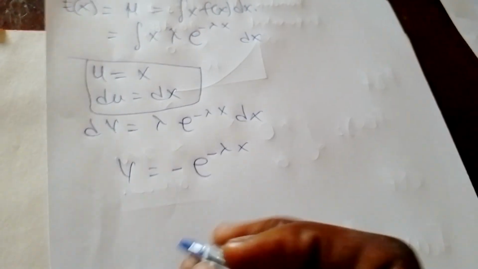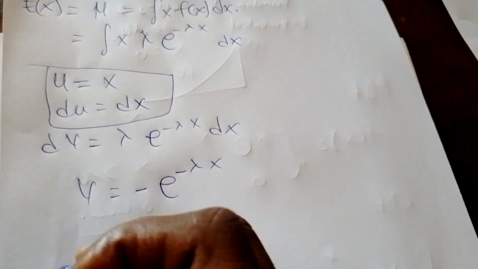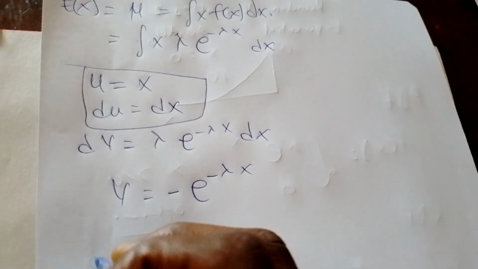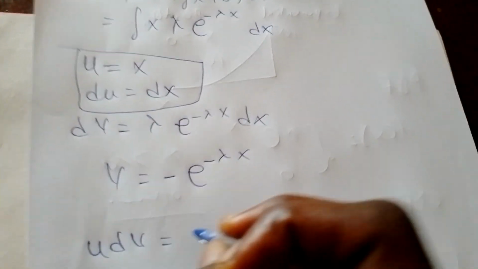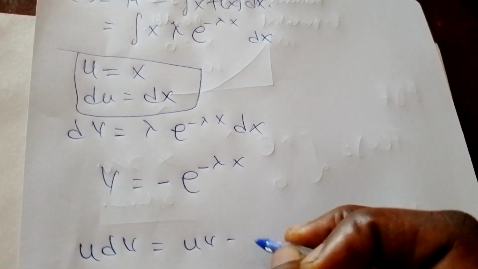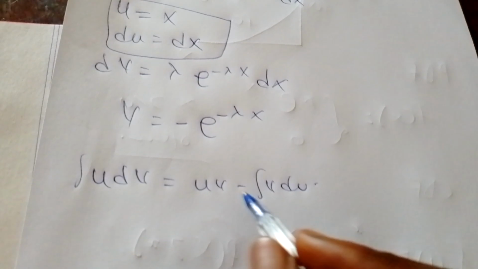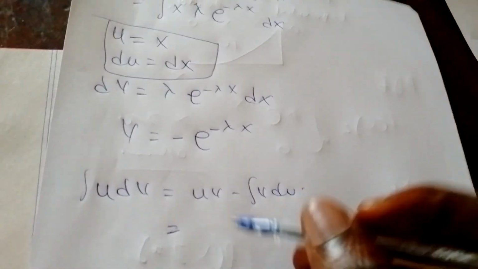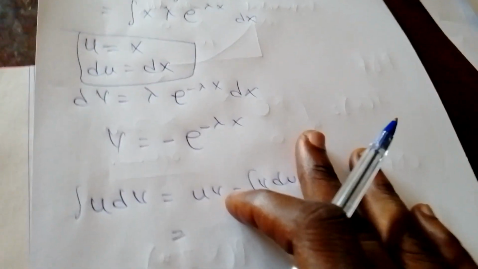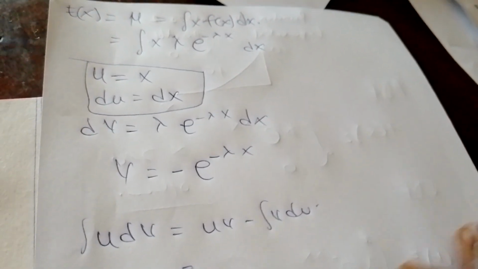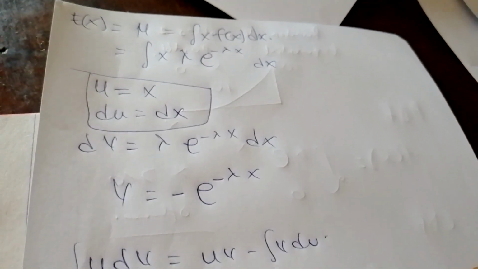So we did u dv, which will be equal to uv minus the integral of v du. Basically this is how we end up in a loop. Then we work this out. When you work this out, you find that, okay, but let me just make something clear here before we proceed.